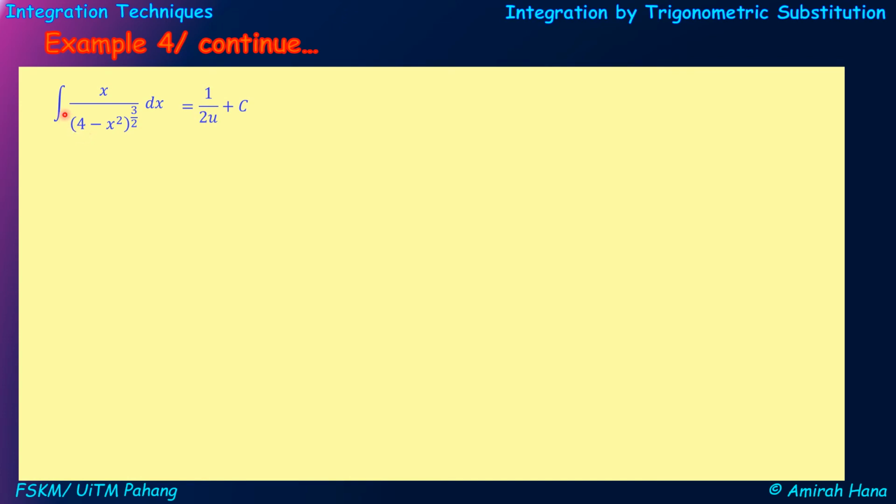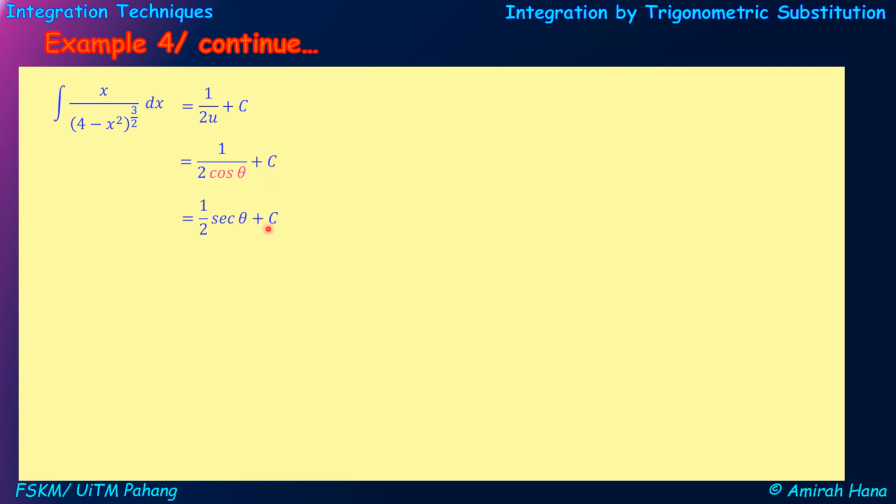From the previous slide, we get the integration of x over (4 minus x squared) to the power of 3 over 2 dx equals 1 over 2u plus c. And from the previous slide, our u equals cos theta. So we can write equals 1 over 2, we replace back u equals cos theta, and then plus c. Alright. And then from the reciprocal function, we can write half sec theta, because 1 over cos theta equals sec theta, and then plus c.